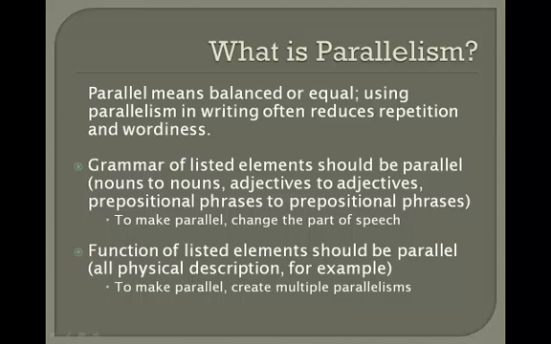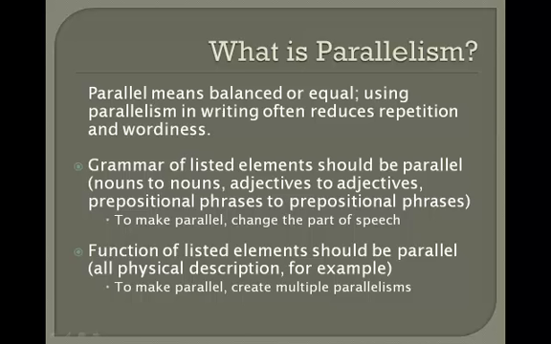First of all, parallelism. What is it? Well, it means balanced or equal. When we're talking about writing, making things parallel usually has to do with things in a list, whether it's a bulleted list or a list as part of a sentence. The listed elements should be of the same grammatical type. In other words, we've got a list of nouns or a list of adjectives or prepositional phrases or so forth, and the function of the element should be parallel.